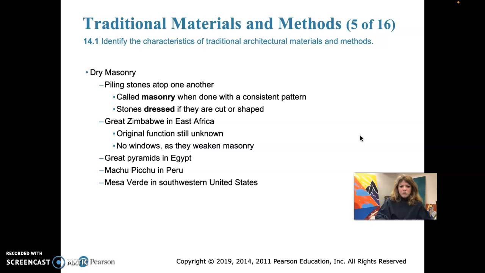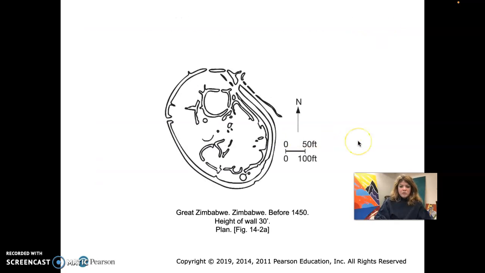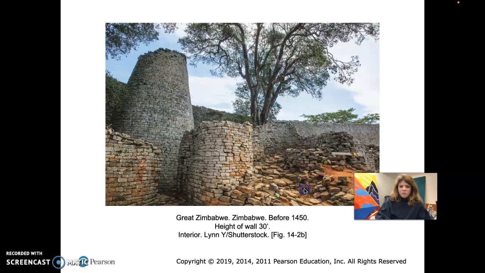So we'll take a look at the Great Zimbabwe in Zimbabwe, Africa. So here it is. This is before 1450. And the height of the walls is around 30 feet. That's at probably the tallest, I believe. So this is the plan. It's a circular building, as you can see, and then there's a few other circular structures inside. We'll take a look at the outside of the building here.